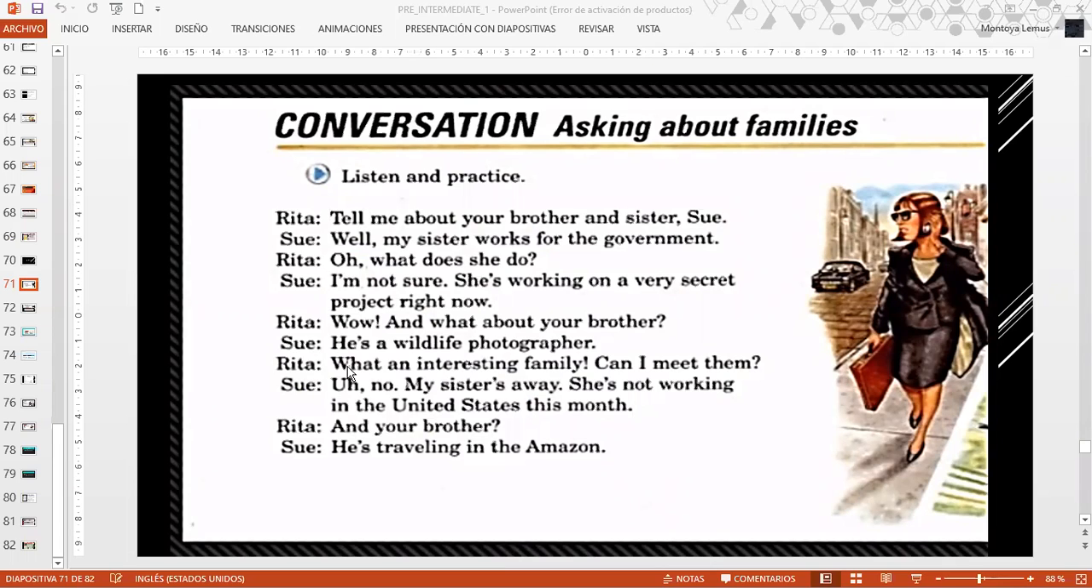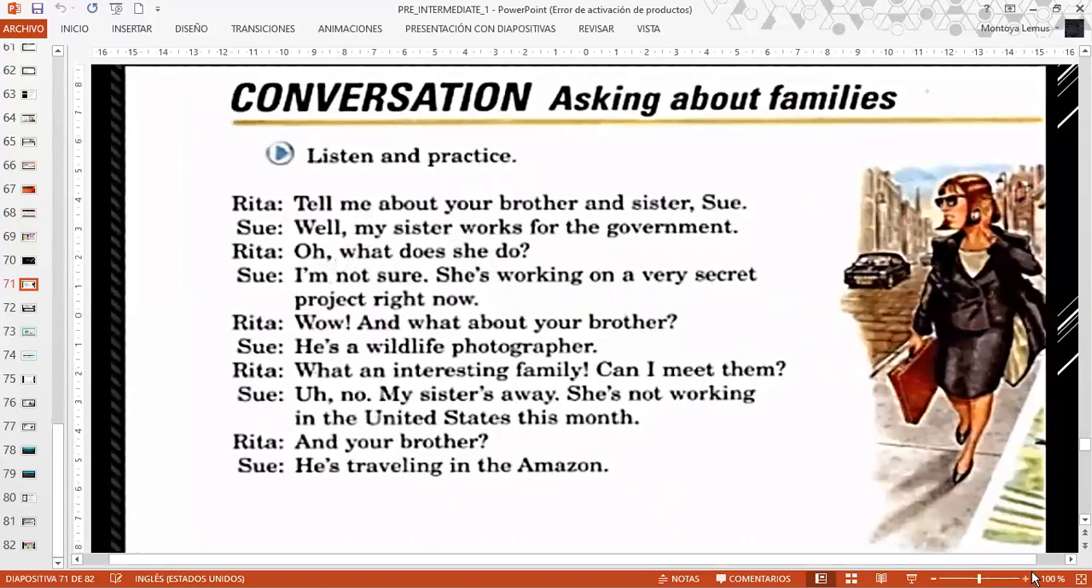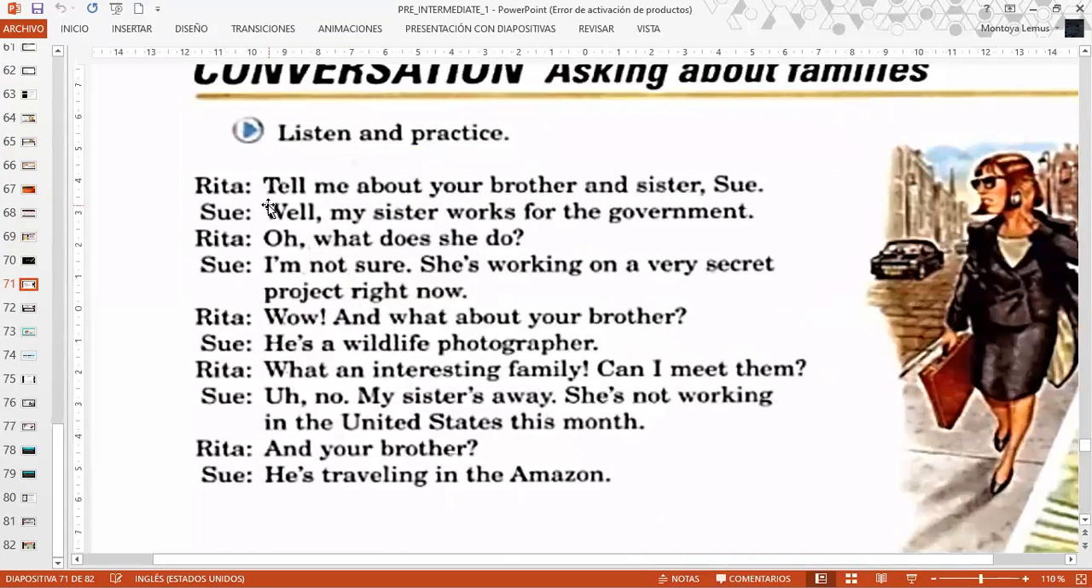Okay, well, let's read the first part of the conversation and practice the pronunciation and the intonation for this conversation. Enlarge this a little bit. Okay, repeat after me, please.